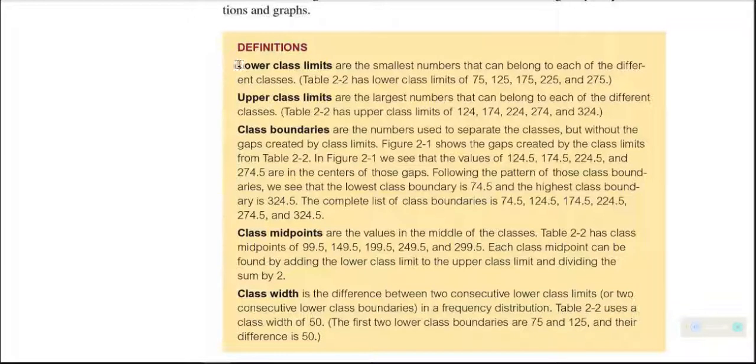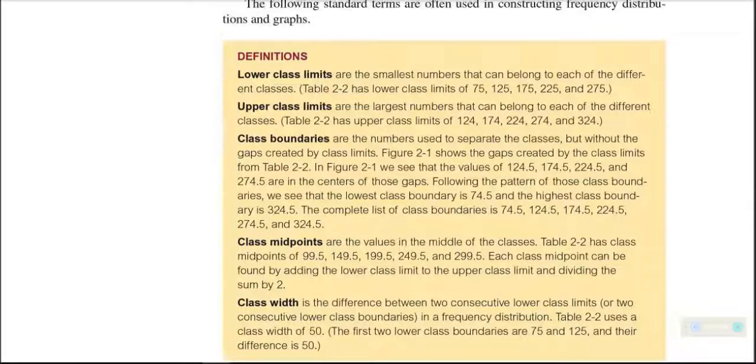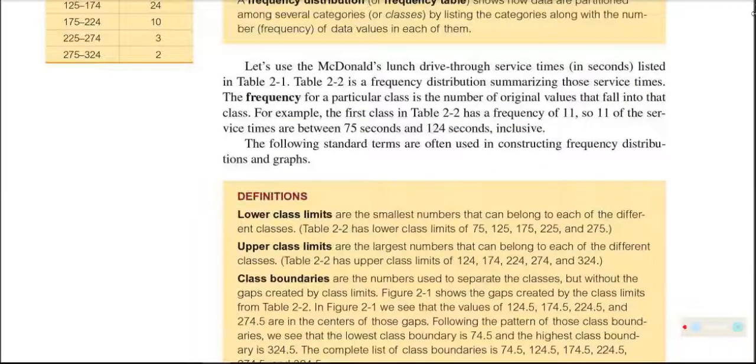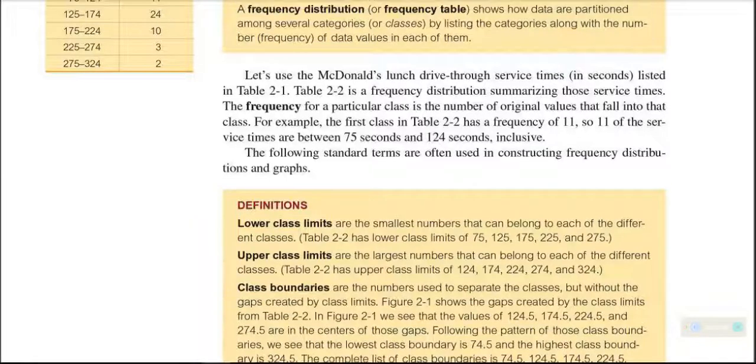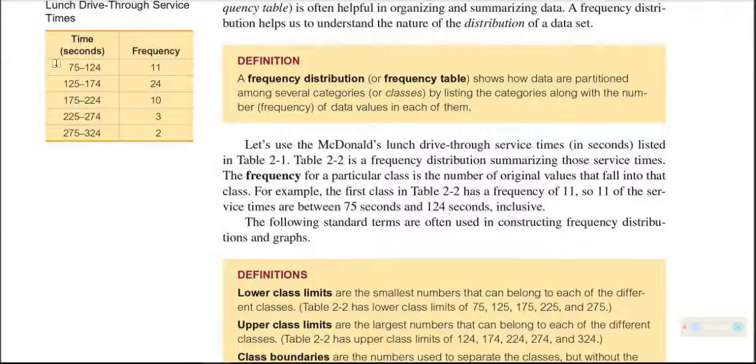First definition, we have the lower class limits. So these are the smallest numbers that can belong to each of the different classes. So pagka sinabi nating lower class limits, ito yung pinakamaliliit na value or pinakamababang value sa bawat class. So ang titingnan nyo lang yung nasa left. So kung lower class limits ang hinahanap, then we will have 75, 125, 175, 225, and 275.